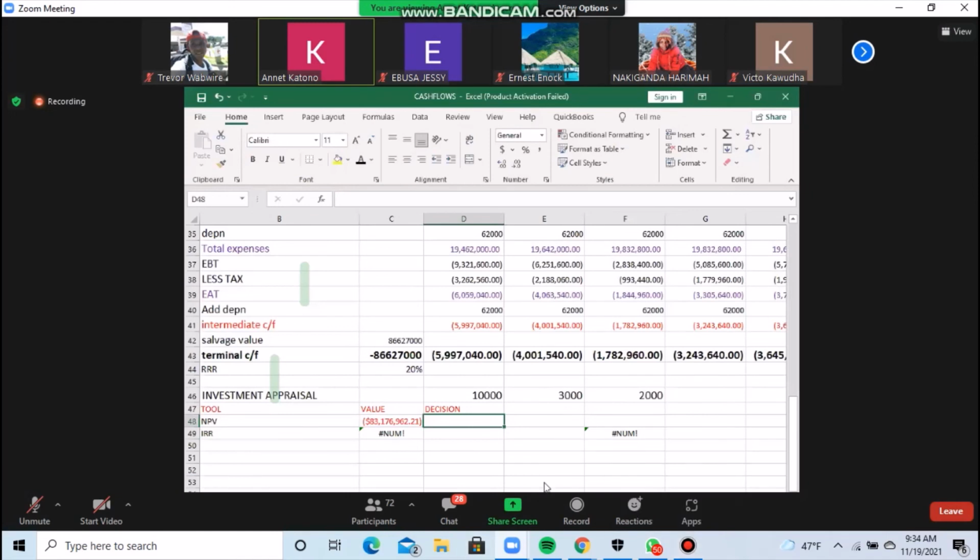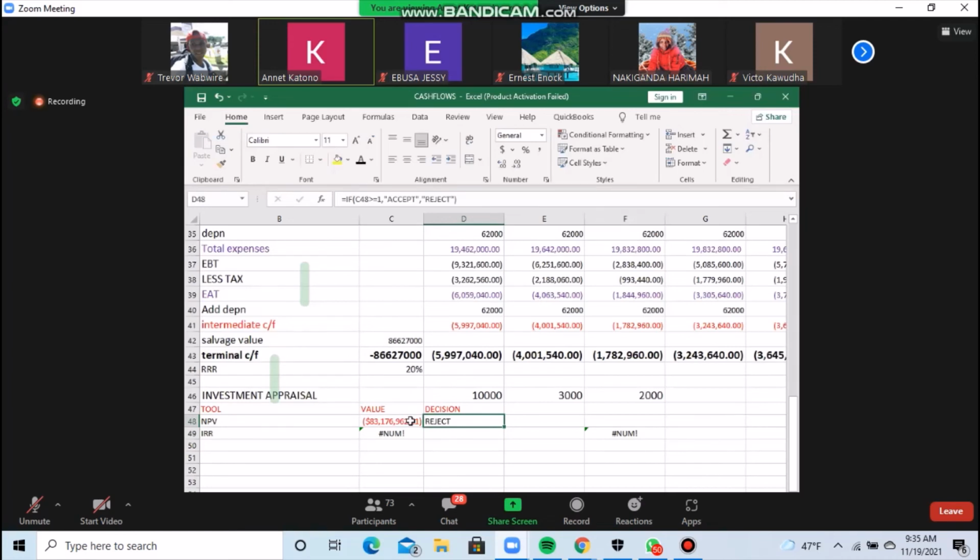So, comma, open brackets, you're going to accept that investment or that decision. Else, meaning if it is less than 1, you're going to reject it. Close quotes, close your brackets, and enter. So they are telling us that this investment is not good. Why? The NPV value that we've got is less than 1. We are saying that it is in negatives. So don't take on that investment.